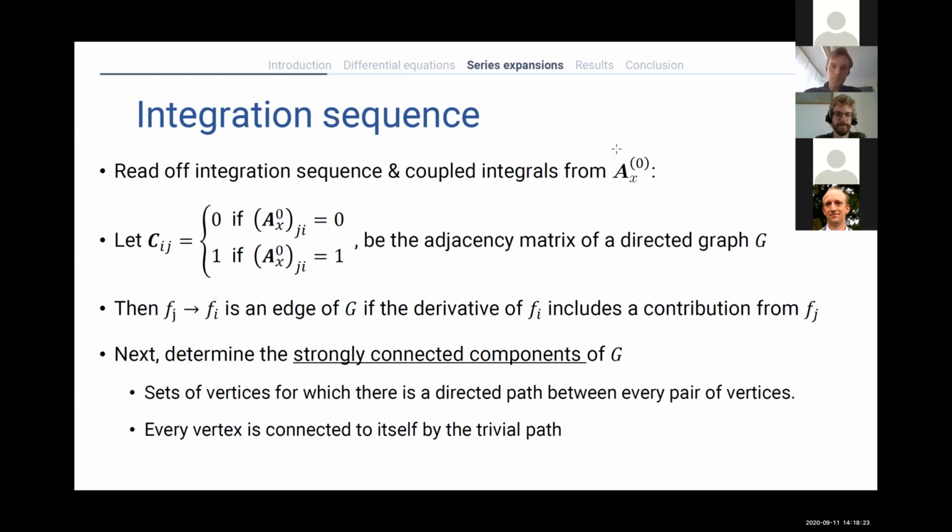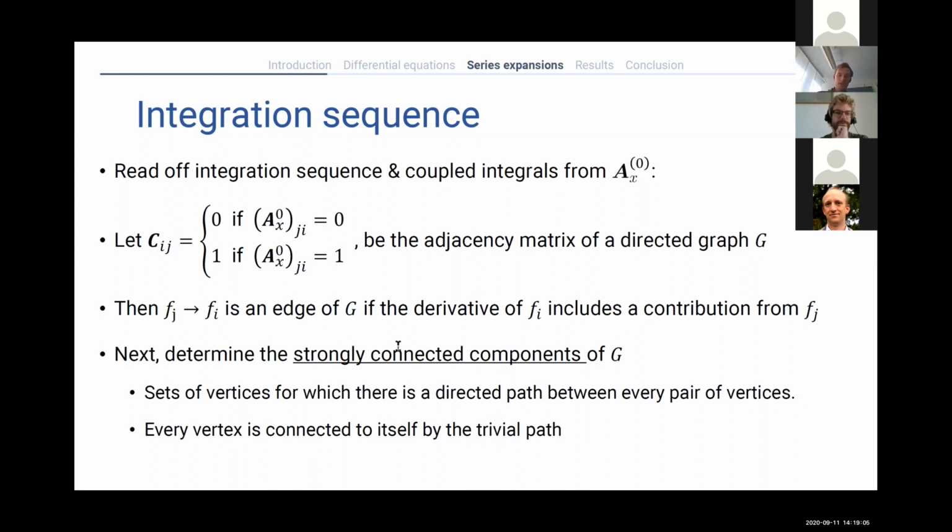So essentially what you can do is take your A_x0 and interpret it as an adjacency matrix of a directed graph. And basically what you do is you add an edge if the derivative of integral I has a component of integral j, then you add an edge j goes to I. And then the next step is to look at this graph and determine the strongly connected components of the graph. So these are the sets of vertices for which there's a directed path between every pair of vertices.